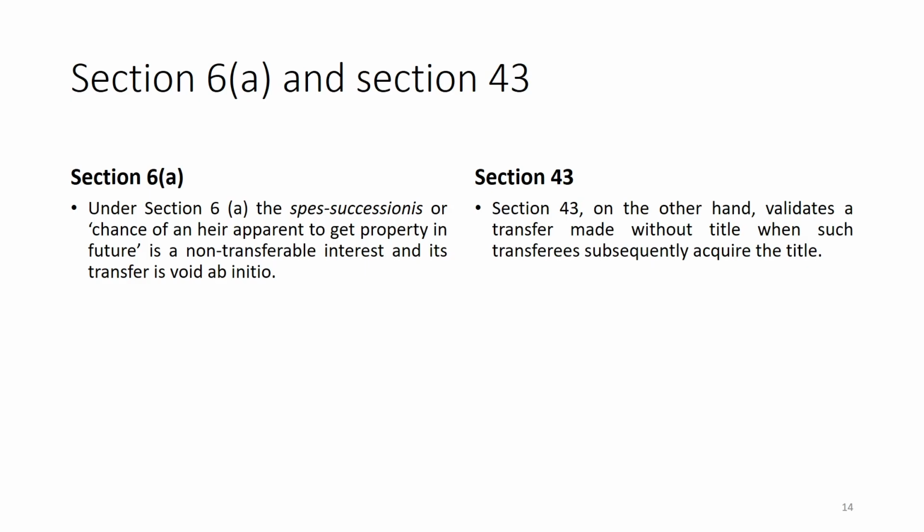Now, the difference. Okay. What is the difference? In case of spes successionis, this is section 6, the chance of an heir apparent to get property in future is a non-transferable interest and it is void ab initio. Okay, non-transferable since the beginning itself. But section 43 validates a transfer made without title when the transferee subsequently acquires the title. Meaning thereby, in one case there will be no transfer at all; in the other case, if the property comes, then the person is bound to transfer, otherwise he will be responsible for fraud. So, there is a difference between these two sections.